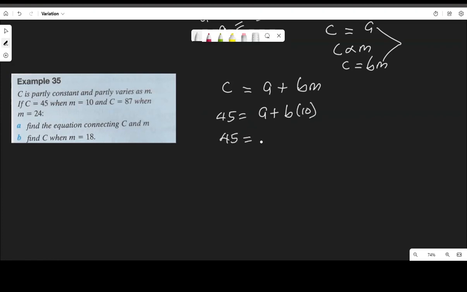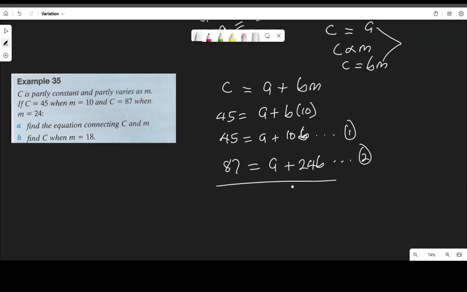45 is equal to A plus 10B. Let's call that equation 1. And C equal to 87, that is 87 equal to A plus, when M is 24, putting 24 here, that will be 24B. Let's call this equation 2. Solving equation 1 and 2 simultaneously, I'm using elimination, this minus this is gone.